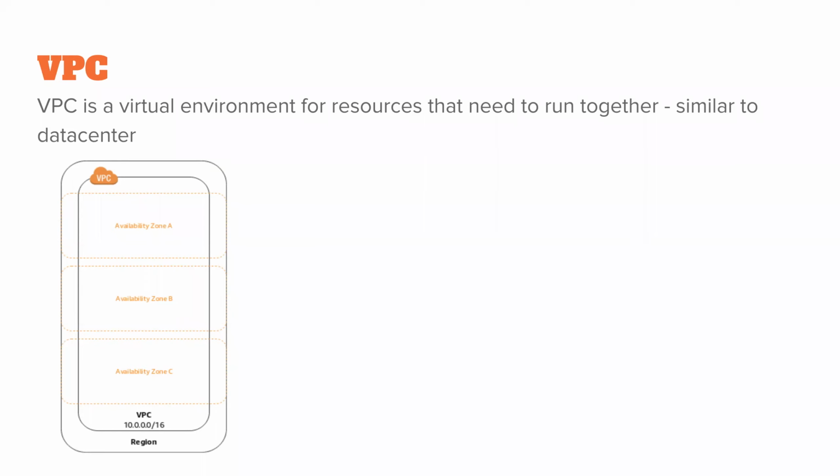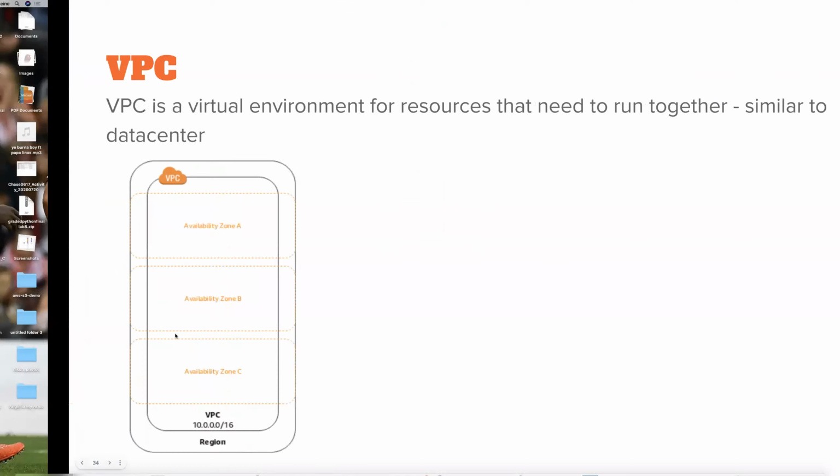So VPC is like an isolated virtual environment, right? It's like a data center, if you will. A data center will have your machines running that you can run applications on. A VPC is just an environment in the cloud where you have similar resources running together. For example, when you created your AWS account, a VPC was automatically created for you. It's called the default VPC.